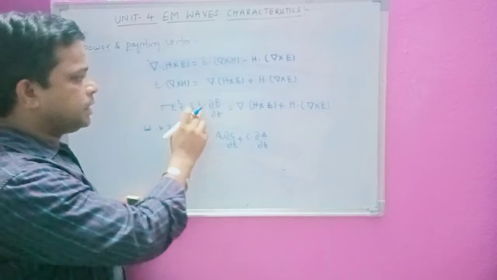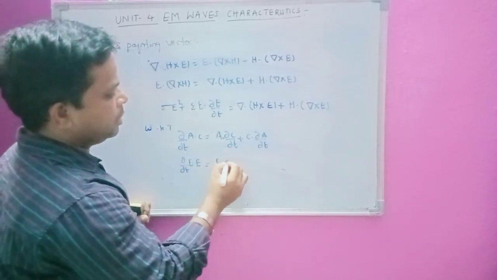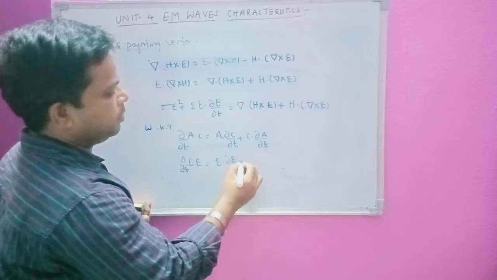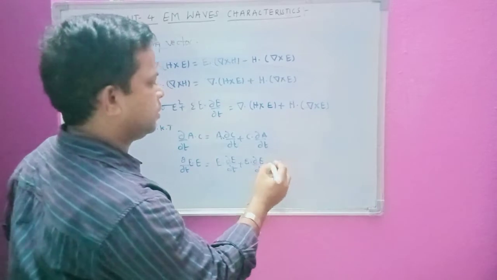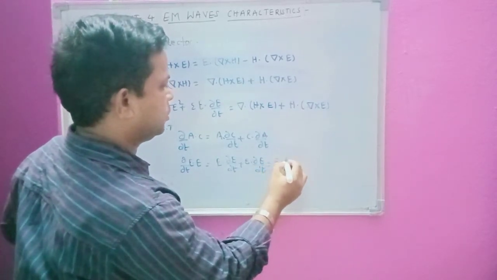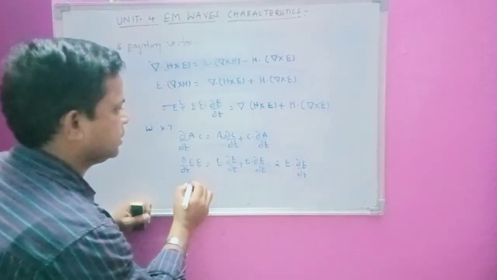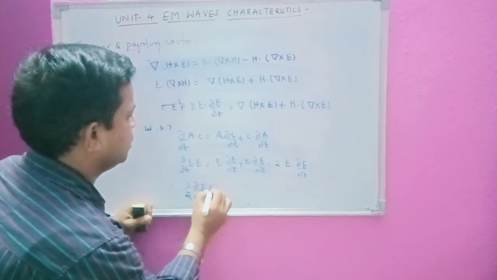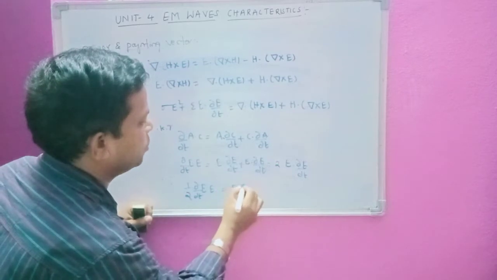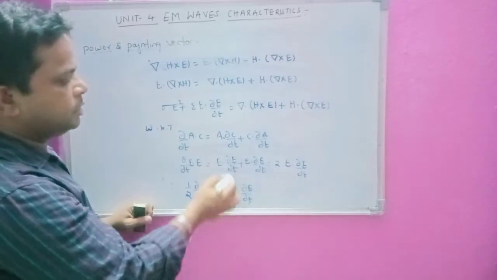So here A and C are the same, so I can write ∂/∂t of E·E equals E·∂E/∂t plus E·∂E/∂t. Now it turns into 2 E·∂E/∂t. So I will take it like this: 1/2 ∂/∂t of E·E is equal to E·∂E/∂t. Now I want to use this in this equation.